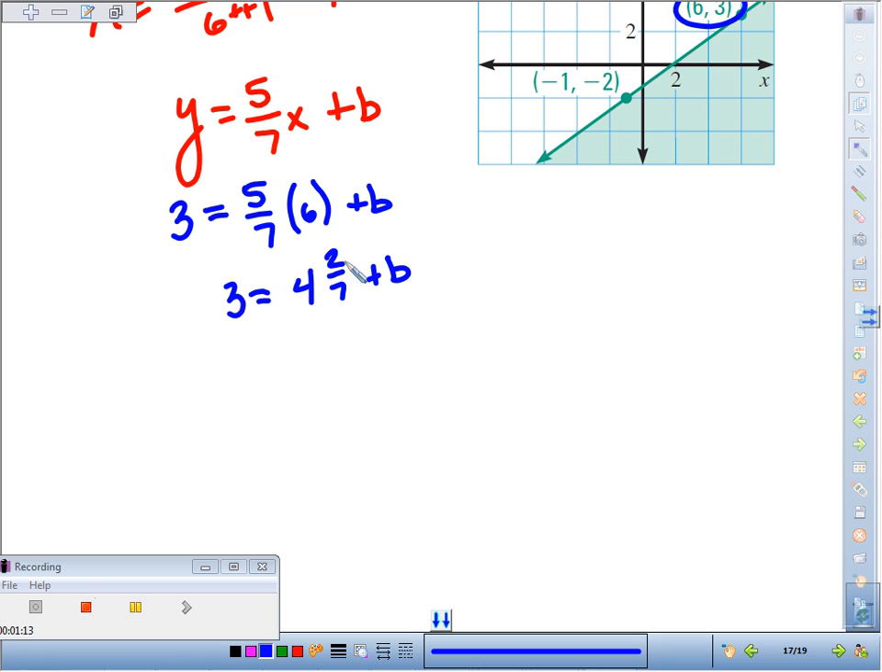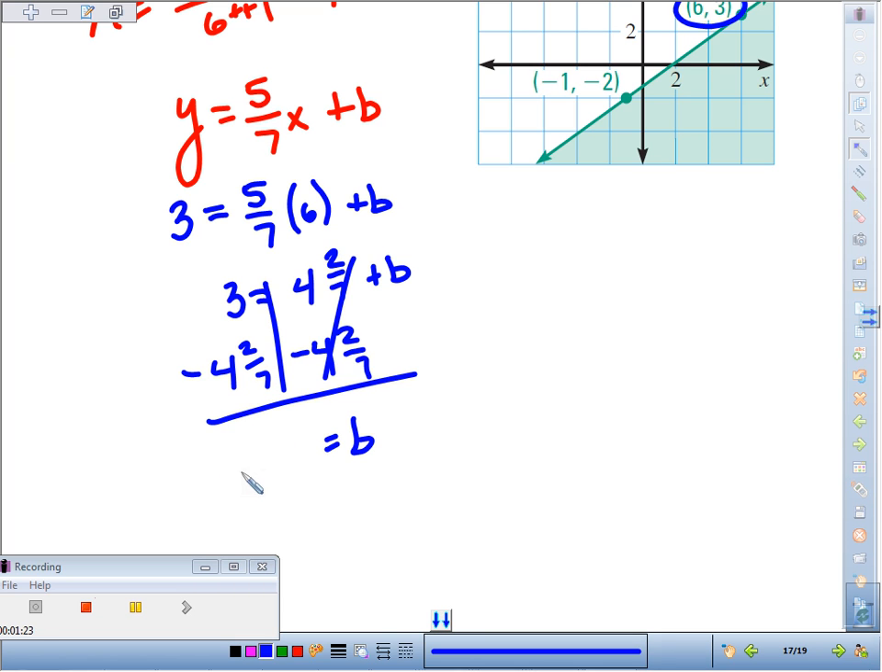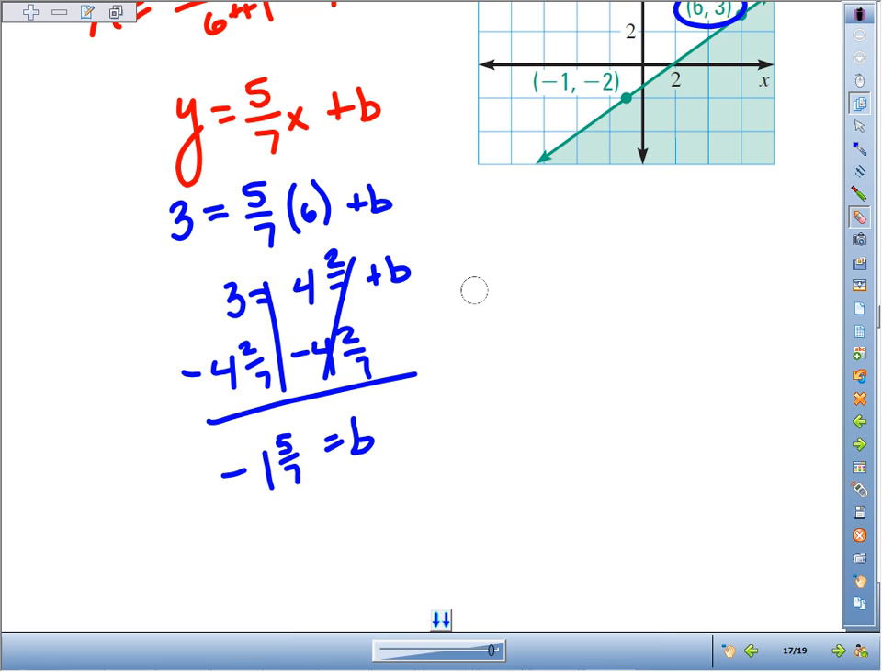So then, if we subtract 4 and 2/7 on both sides, we get our y-intercept is 3 minus 4 and 2/7. That's going to be negative 1 and 5/7, I believe. Negative 1 and 5/7. Let's just double check that. 3 minus 4 and 2/7. Oops, my mistake. Negative 1 and 2/7.